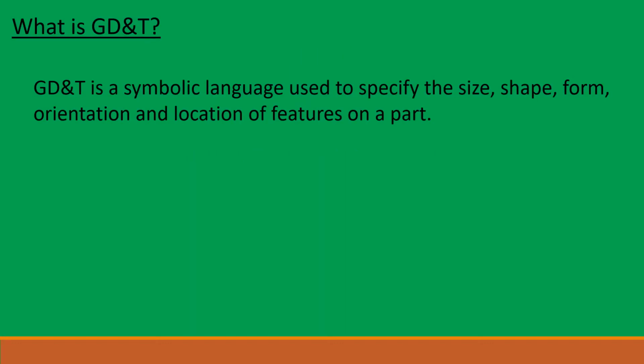Let's get started with the definition. So what is GD&T? GD&T is a symbolic language used to specify the size, shape, form, orientation and location of features on a part.